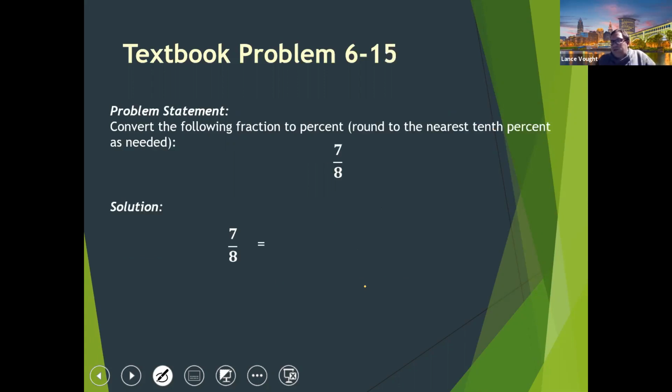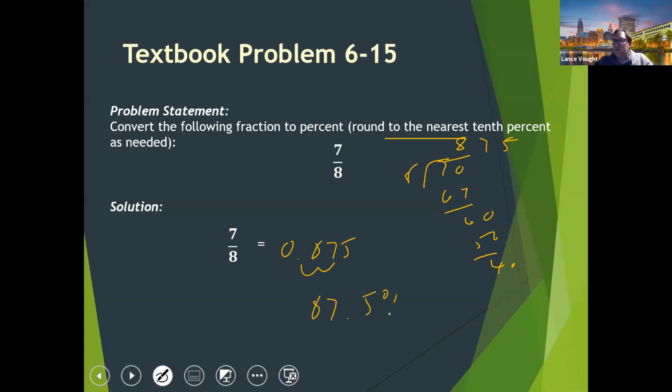Convert the following fraction into a percent, rounding to the nearest tenth of a percent as needed. So if we have 7/8 and we want to convert this to a percentage, the first step is to convert it to a decimal. So you get 7/8: 70, 8 goes in 8 times, 64, 6, 7, 56, 4, 0, 5. So you're left with 0.875. You want to convert this to a percentage, you got to go to the right 2 spots. So you're left with 87.5%.